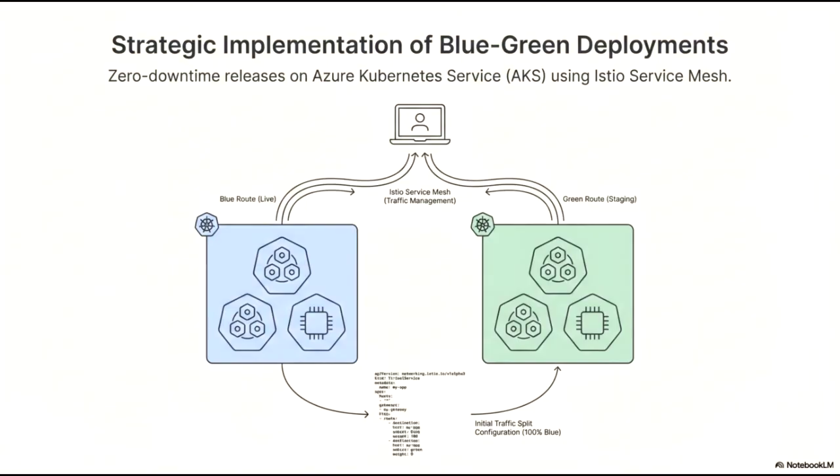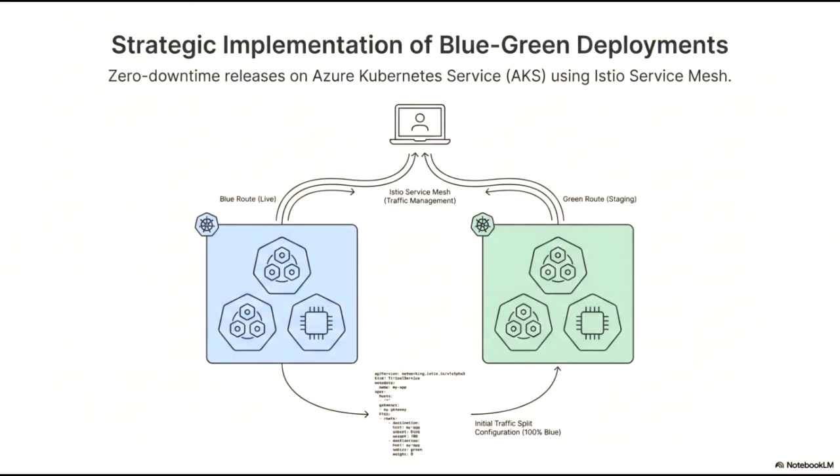The core of this strategy lies in the Istio Service Mesh, which acts as the intelligent gateway between the users and these environments. As highlighted by the configuration snippet at the bottom, we begin with an initial traffic split where 100% of the traffic is routed to the blue environment. This allows for the risk-free deployment and validation of the new version within the green environment.